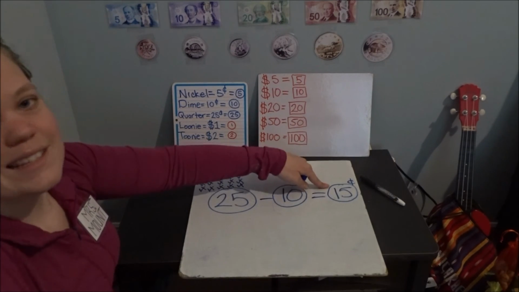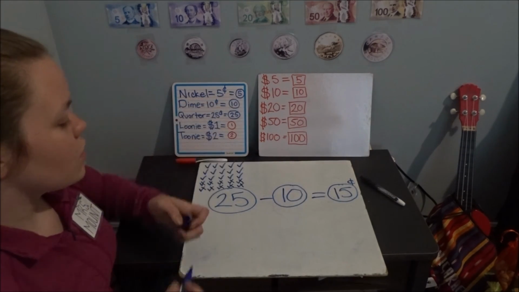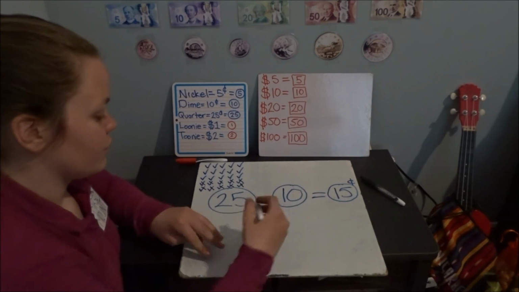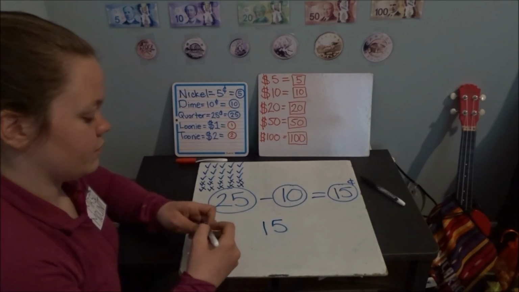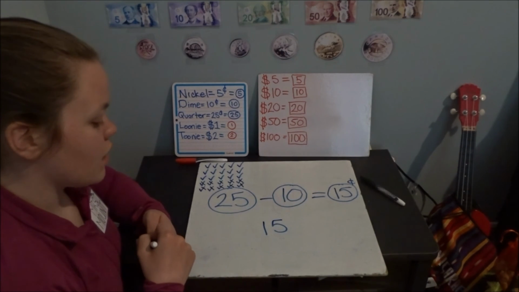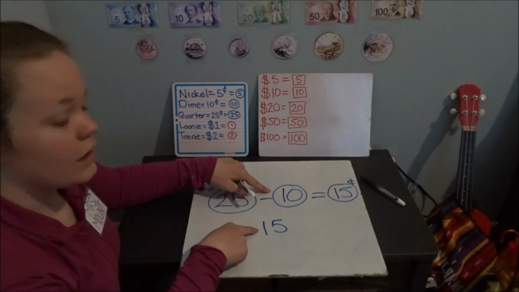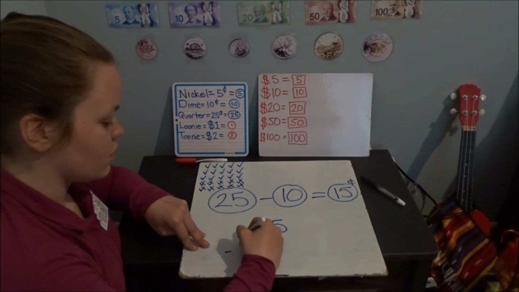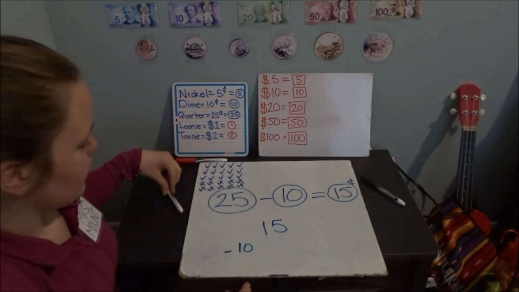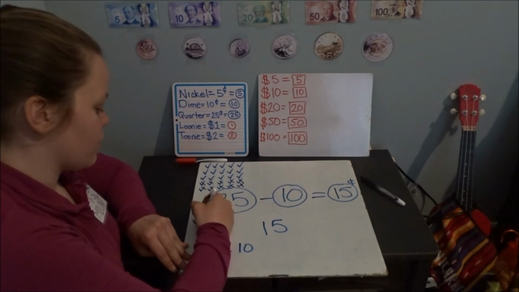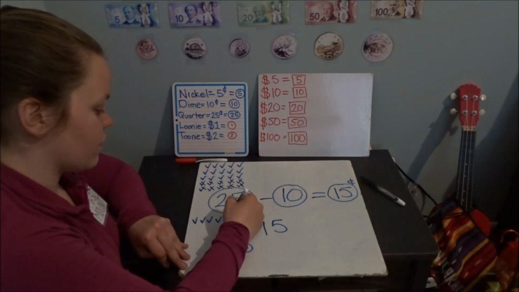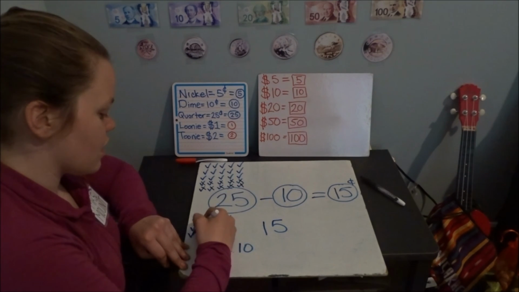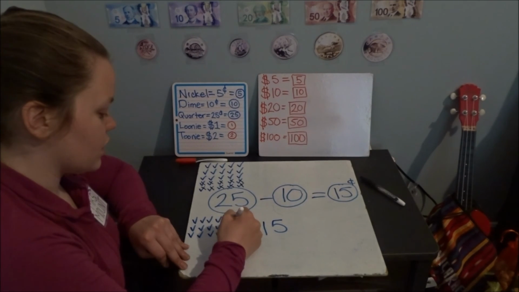Now there's not a 15-cent coin. So what can we use to make up 15 cents? Well, we know that a dime is equal to 10. So let's take 10 away. And we can just draw another picture here. 1, 2, 3, 4, 5, 6, 7, 8, 9, 10, 11, 12, 13, 14, 15.